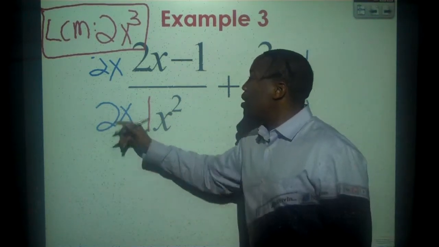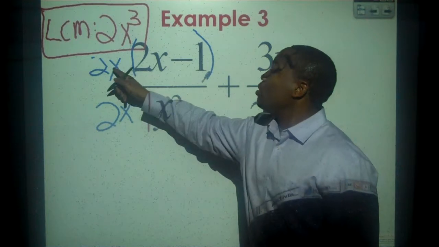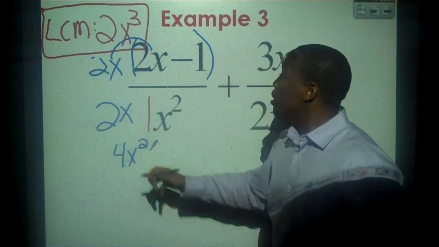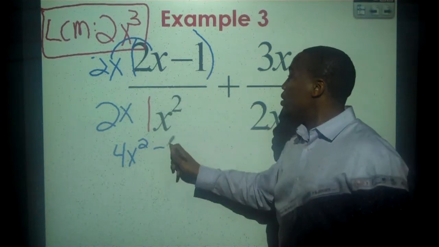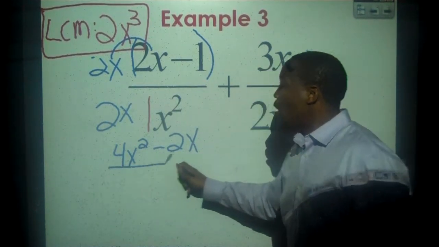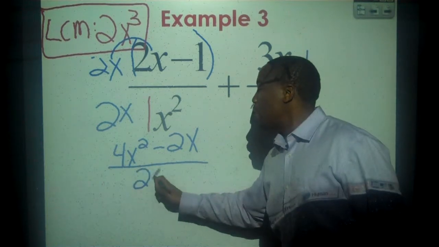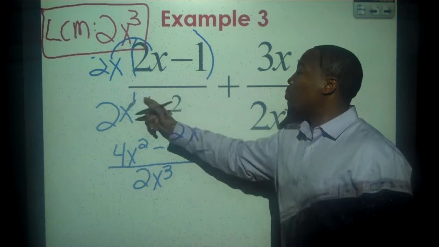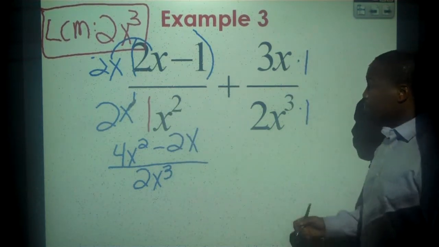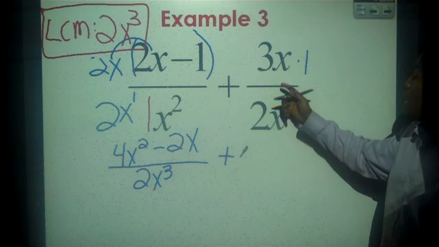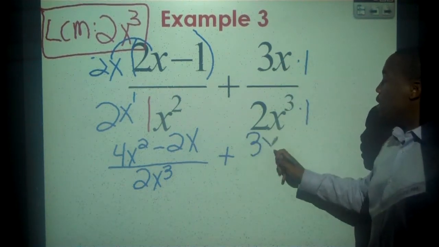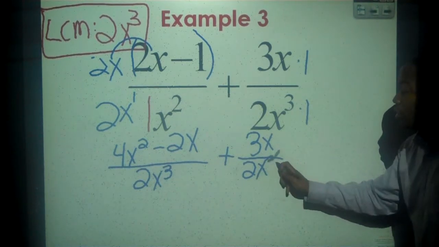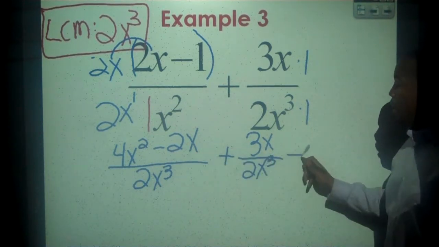So now I'm going to multiply this side over here. 2x times 2 would be 4x squared. 2x times minus 1 would be a minus 2x. And I'm going to put all that over 2x to the third. Because 2x times x squared, we add the exponents, we get 2x to the third. And now we're going to do plus, and like I said earlier, we're going to leave this the same: 3x over 2x to the third.